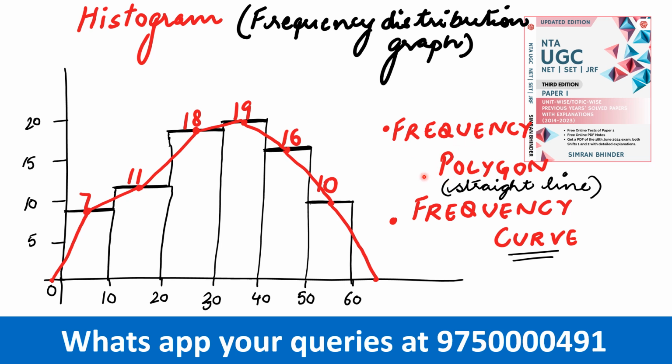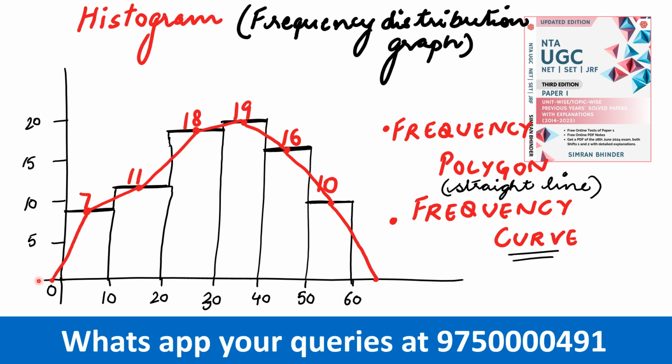What do we call this? Frequency polygon. When all the midpoints of the histogram are joined by a straight line, remember this, this is the keyword, are joined by a straight line, it is called as frequency polygon. So this is a term for you to remember. Another term is frequency curve.